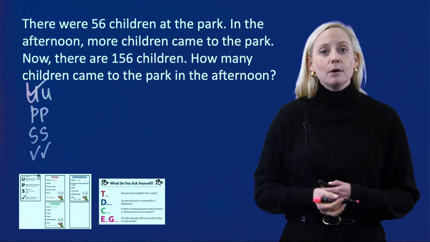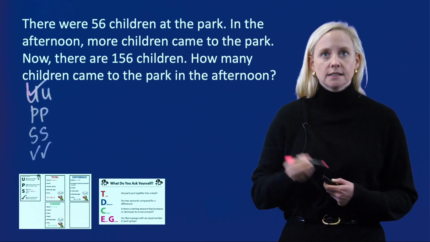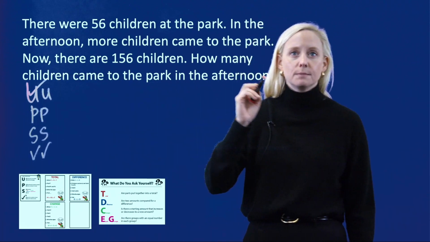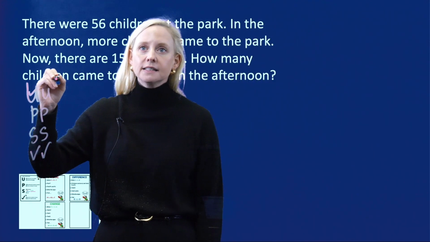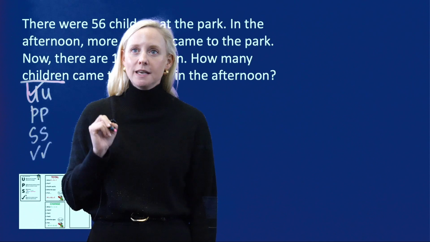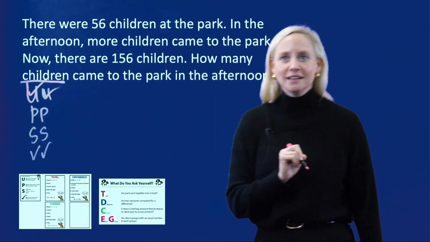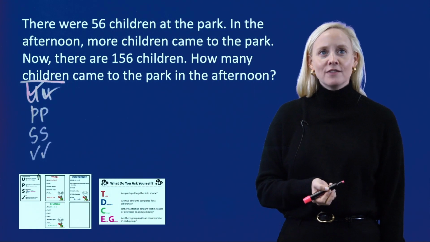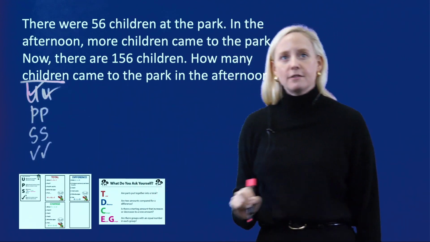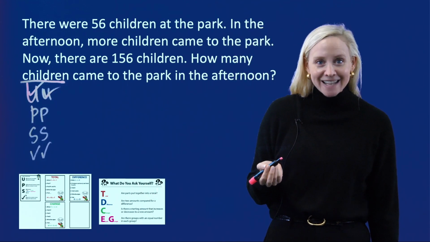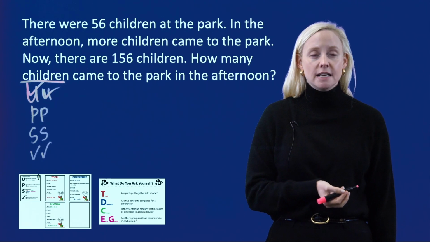We're going to find our label most of the time in the question sentence. It says how many children came to the park in the afternoon? Well, they're asking us about children. So I'm going to go ahead and underline children. I checked off my second U. I've underlined the label. I can move to my first P, which stands for put parentheses around needed numbers.